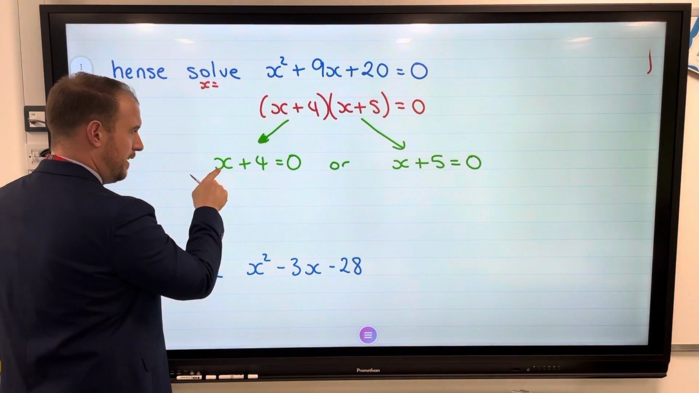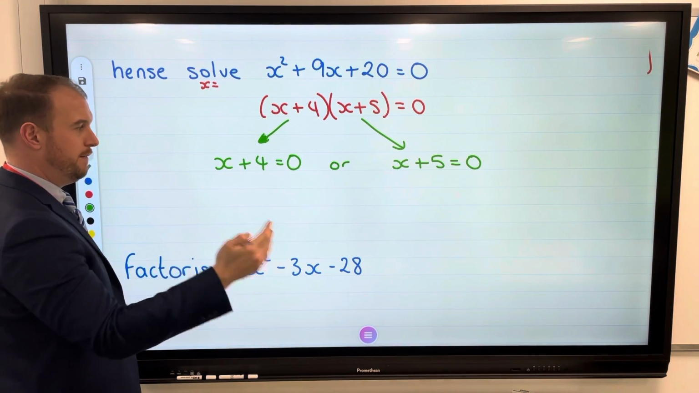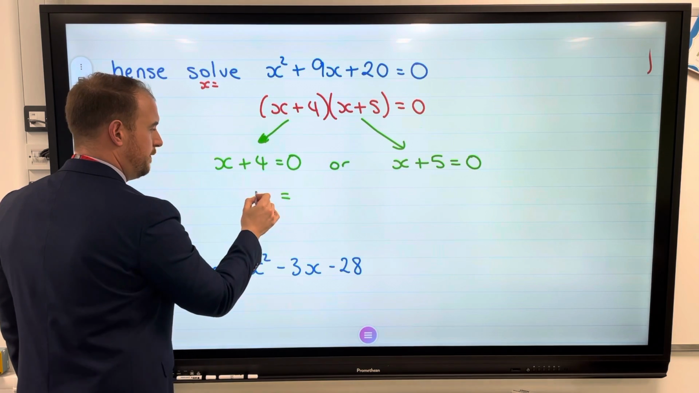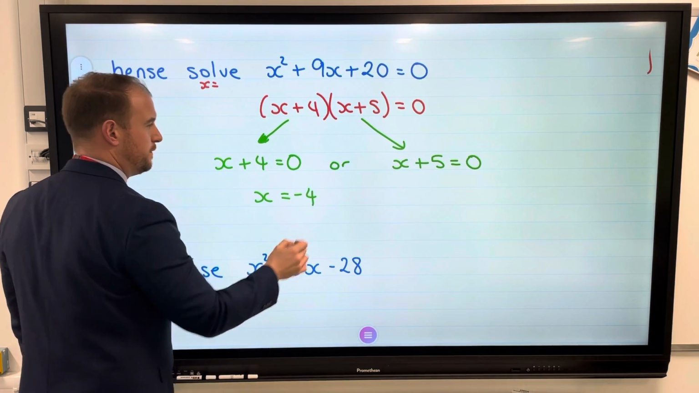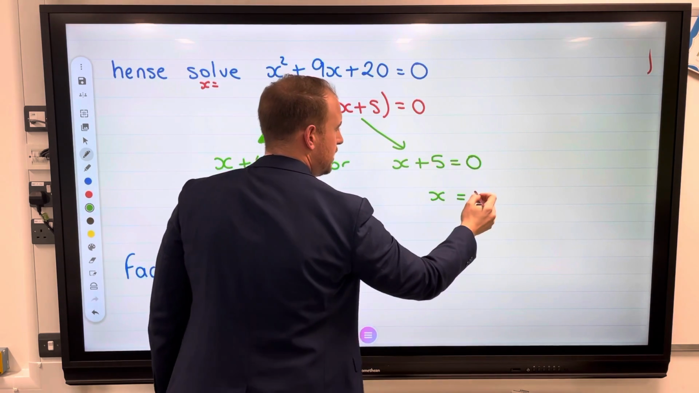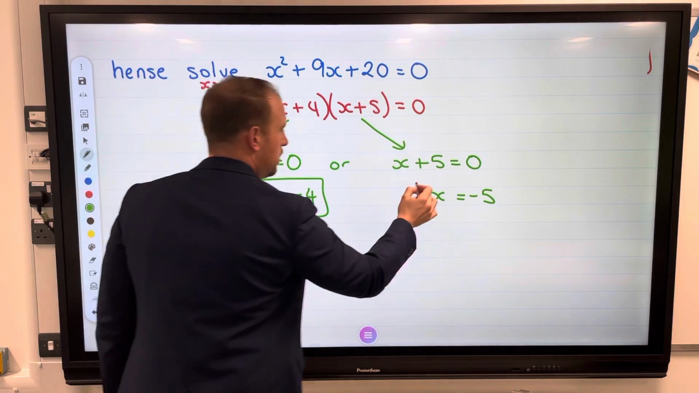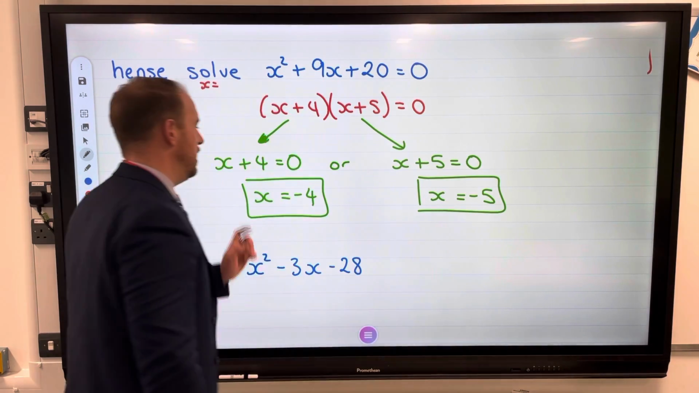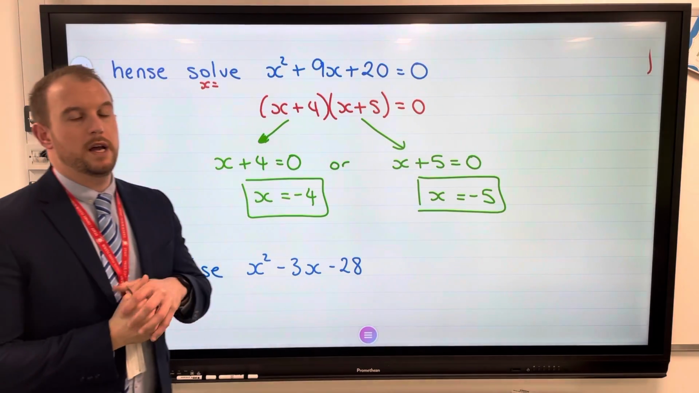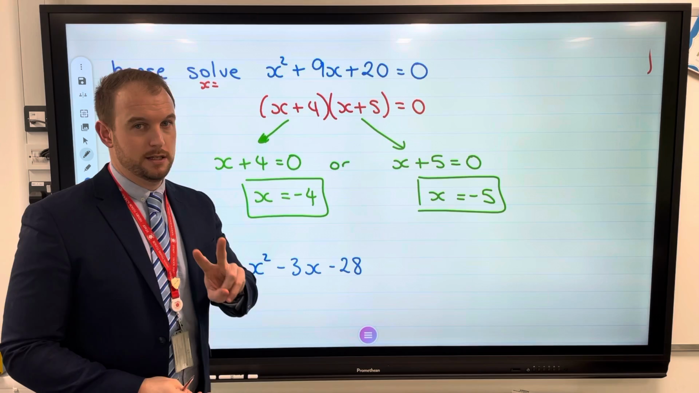Now, to find the value of x, we have to eliminate the plus 4 by using inverse operations. So therefore, x is minus 4, or the inverse of plus 5 is negative 5. So our answers are x equals minus 4 or x equals minus 5. You have to write it like that with two answers.